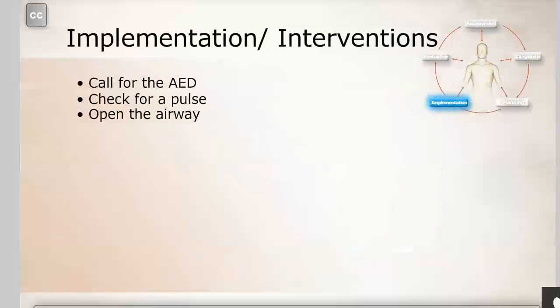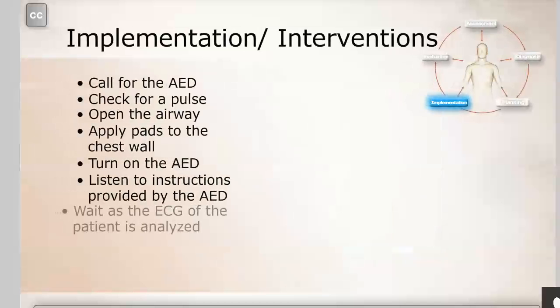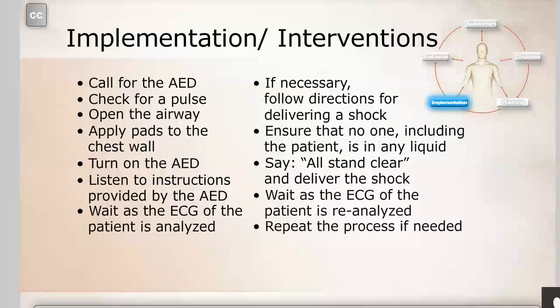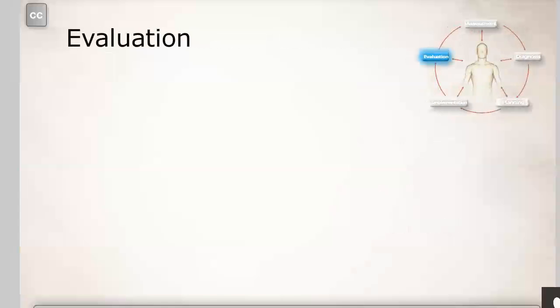Here is a list of the interventions you would perform for this patient with decreased cardiac output. If this were not an emergency and you were writing a care plan, you would list all of these interventions for the patient to ensure continuity of care. The final step of the nursing process is evaluation.